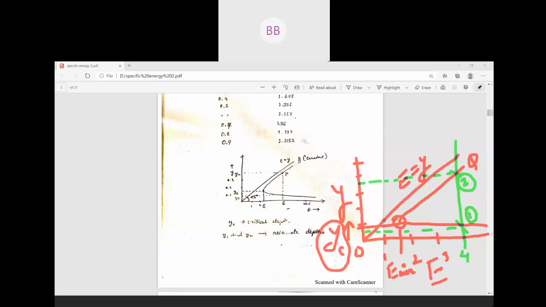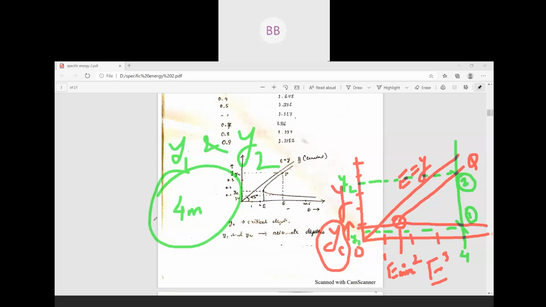That means you can say for both depths we have the same specific energy. Suppose this is your y1 and this is your y2. For y1 and y2 we'll have the same specific energy of 4 meter. Understood? So we have two depths with the same specific energy.